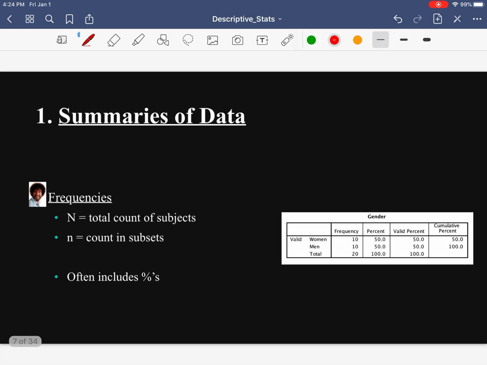So we're going to let Bob Ross here, our little friend, walk us through all of these types of descriptive statistics as we go along. He's our bullet man. Instead of bullets, okay.